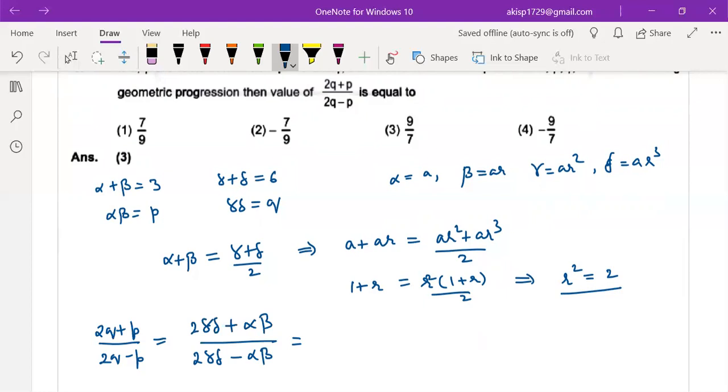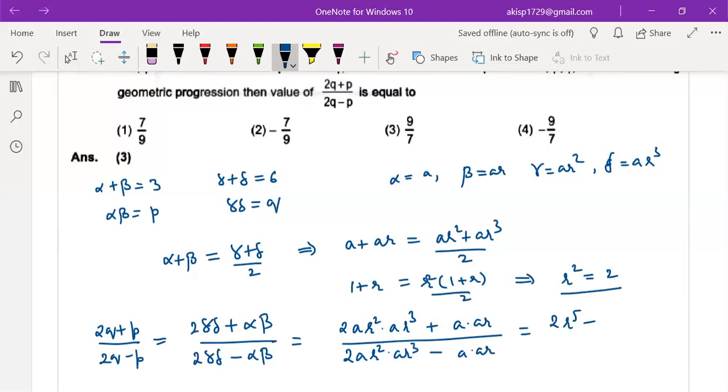So gamma expression is nothing but AR square. So let us put it as 2 times of A R square. Maybe let us write in R first of all. Into AR cube plus alpha beta. Alpha beta is nothing but A into AR. Similarly, the expression I'm going to have is 2A R square into AR cube minus A into AR. So you can see that we get rid of all the A's, and we see that this is just 2R to the power 5 plus R by 2R to the power 5 minus R.